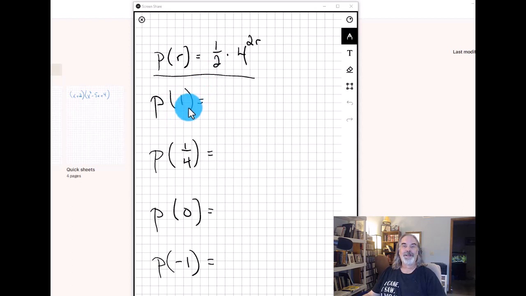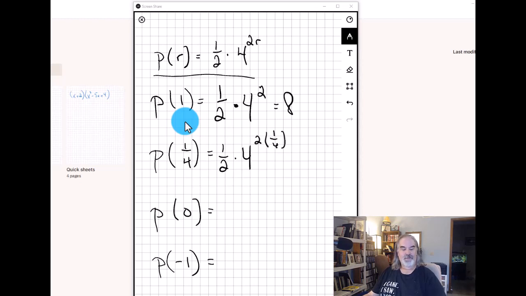P of 1 will be 1/2 times 4 to what used to be 2r when r is 1. That's just 4 squared. So 4 squared is 16 times 1/2. Net result is 8. Okay, P of 1/4. Well, there's our 1/2 that's hardwired into the formula. There's our 4 that's hardwired. The 2 in the exponent is hardwired. There's the variable. That's where we're going to put 1/4.